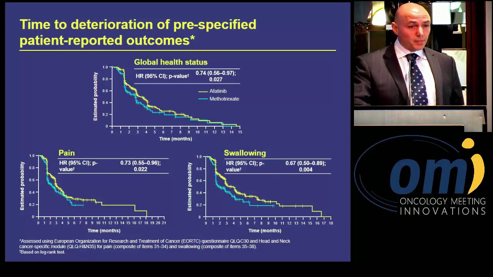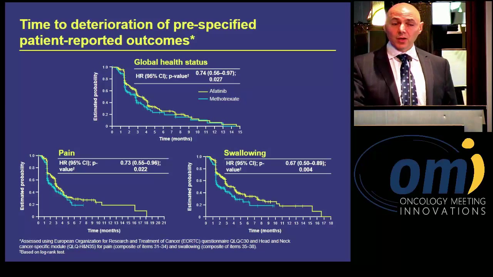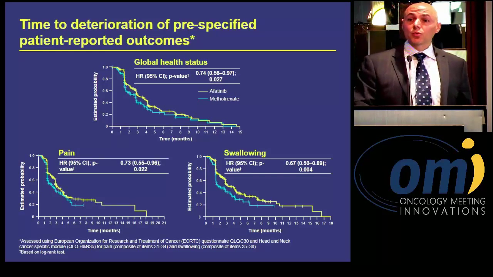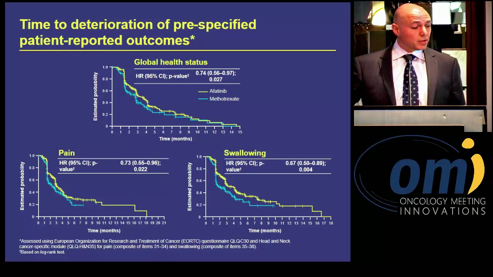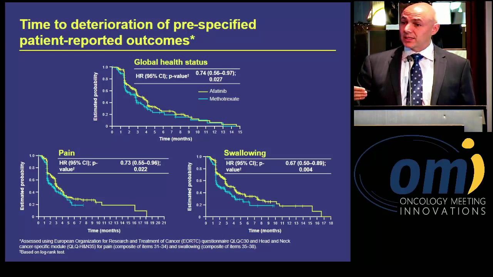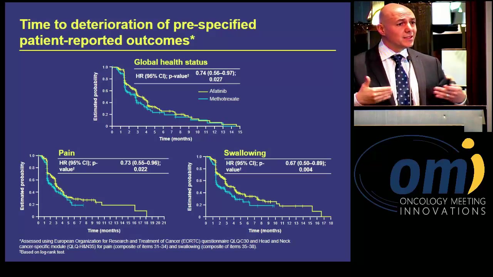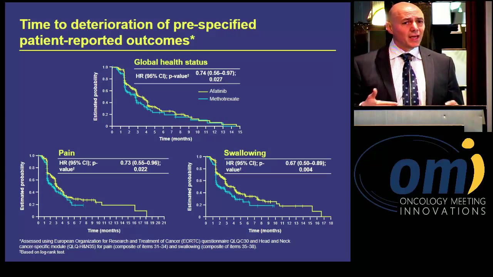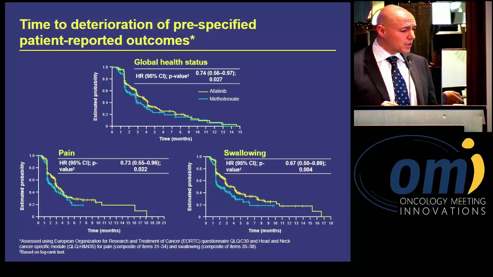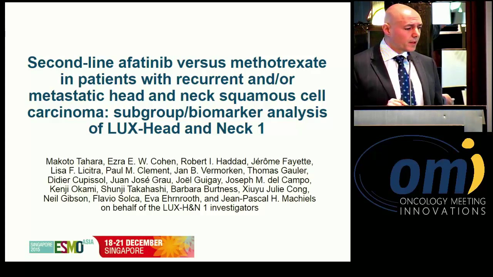Not surprisingly, patient-reported outcomes were a big part of the study, and not only was PFS different between the two arms, but so were these pre-specified patient-reported outcomes: global health, pain, and swallowing, all in favor of afatinib. This suggests that perhaps in this setting, progression-free survival and response rate did mean something to these patients, and maybe we shouldn't completely discount the small numeric difference between median PFS in the two arms.